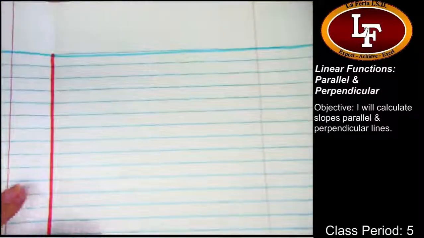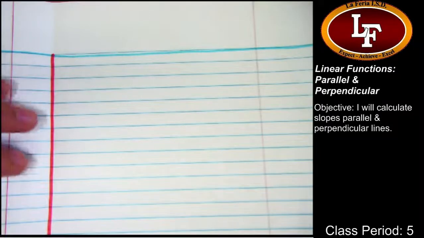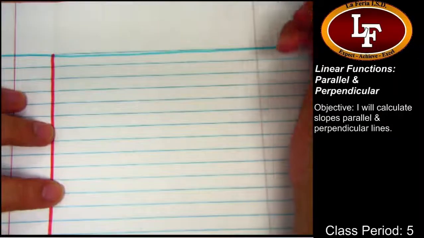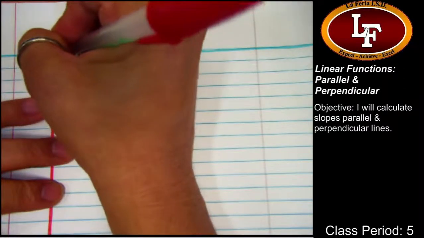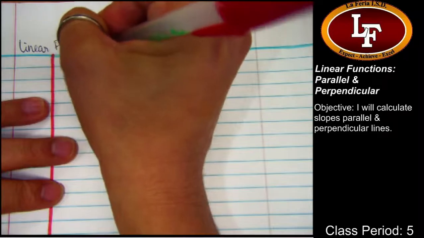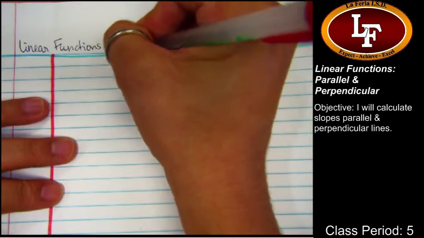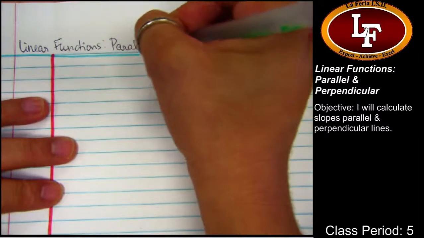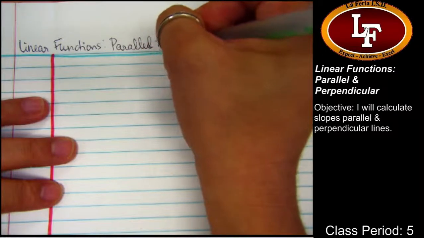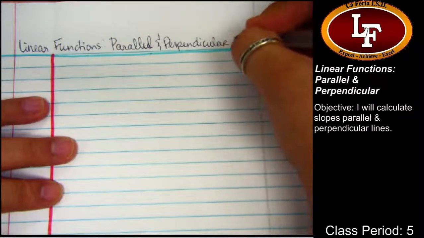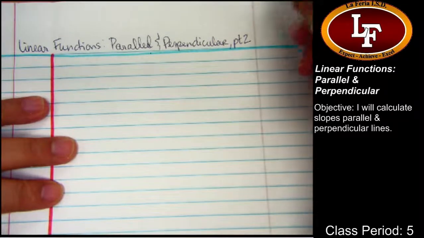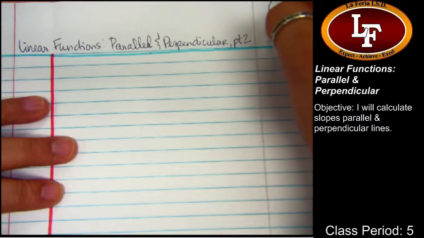All right. You had asked me for the title. It's going to be part 2. We're going to name it the same thing: Linear Functions, Parallel and Perpendicular. And this is part 2, the sequel. 5th period. It's the 3rd of October, and it is Friday.